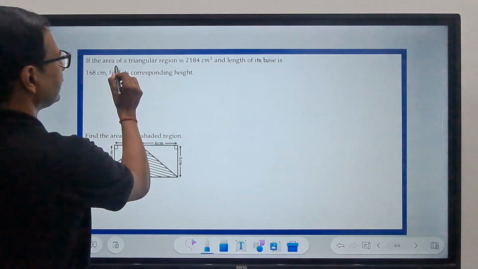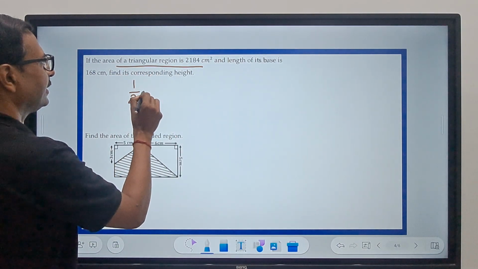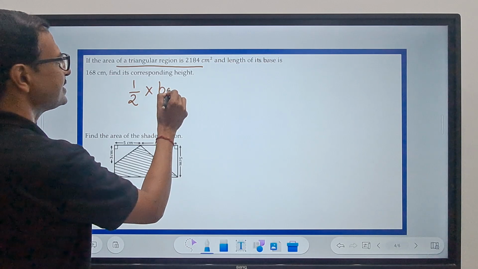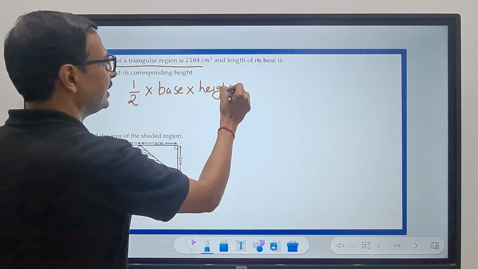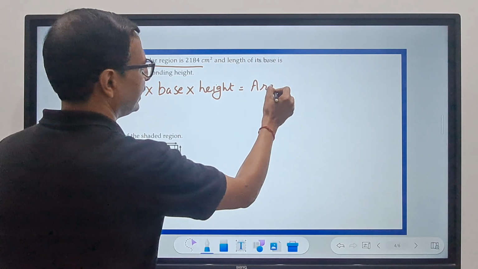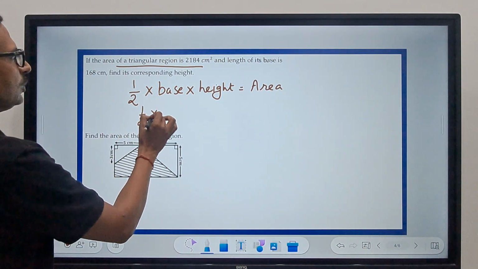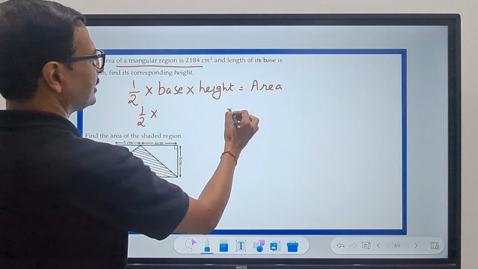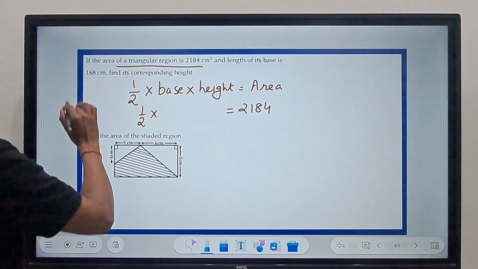Again, a question of the area of the triangular region. You already know that half into base into height, or the perpendicular or the altitude, gives you the area, right? Let's see what is given in the question. Area is given in the question as 2184, and length of base is 168.